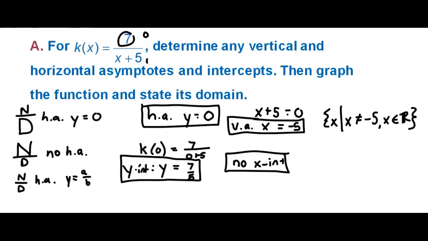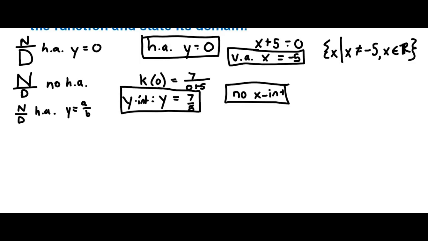But before we do that, we want to look at the graph. Obviously, you can take a look at this on your graphing calculator, but we're going to try our best to at least sketch what it's going to look like. We know that we have a horizontal asymptote at y equals 0, which goes right along the x-axis. We know we have a vertical asymptote at x equals -5, so it's going to look something like this.